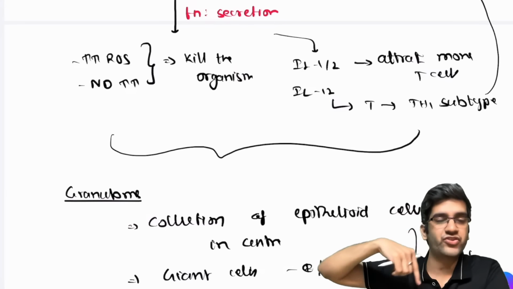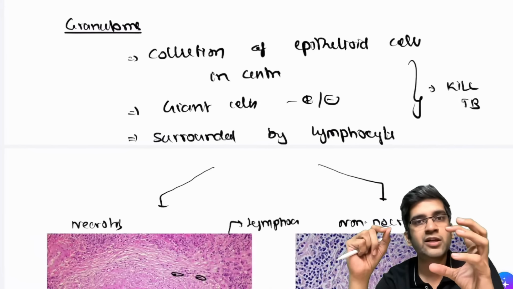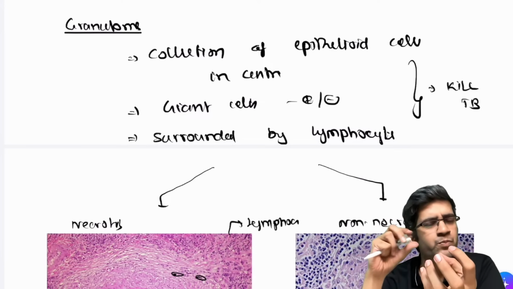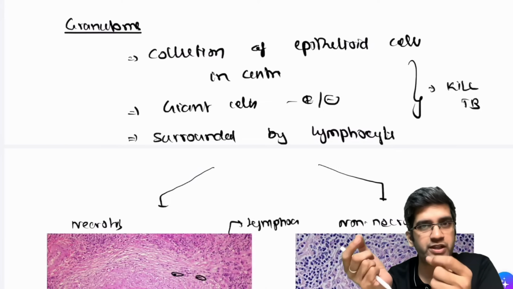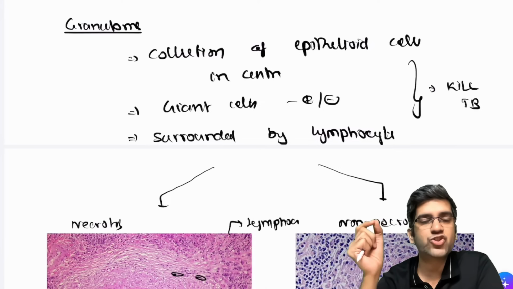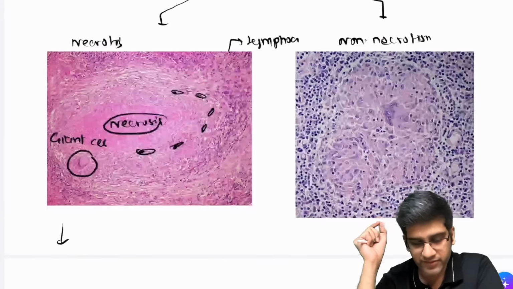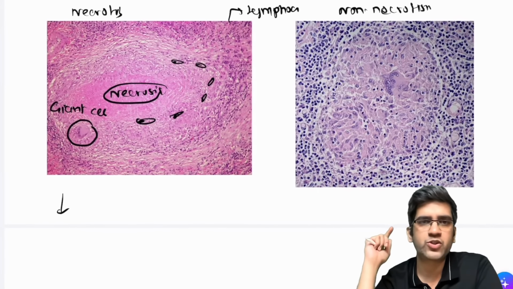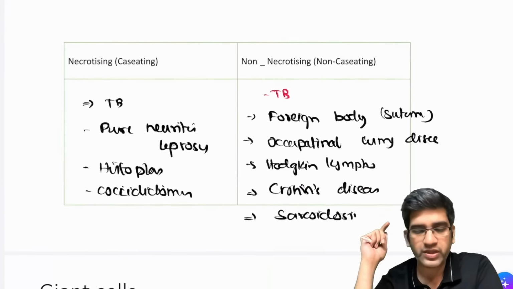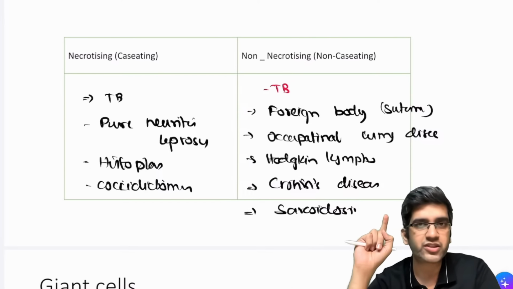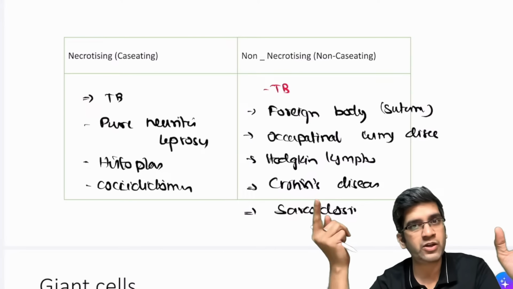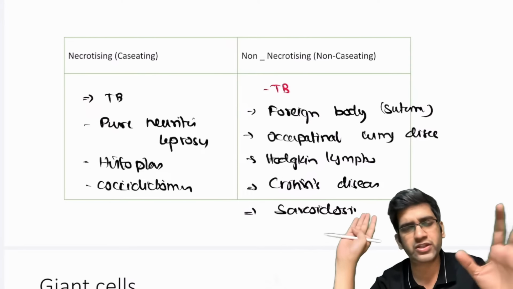It ends up in having a granuloma, which is nothing but a collection of epithelioid cells clustered around the organism, which may or may not form a giant cell, surrounded by lymphocytes with the sole focus of destroying the bacteria. If successful, there will be necrosis, otherwise no necrosis. And then we gave the examples of necrotizing and non-necrotizing. Only one basic thing: infectious, necrotizing. TB can be non-necrotizing also. Rest, every non-necrotizing is non-infectious.